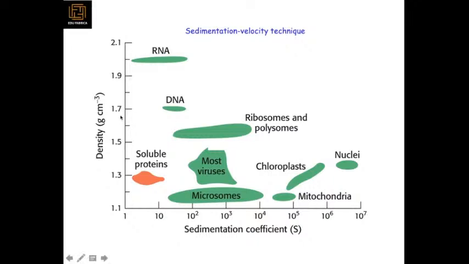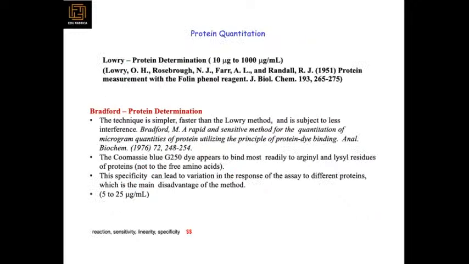These are some density sedimentation velocity techniques. They are according to the sedimentation coefficient versus the density. The various molecules are separated together, like chloroplasts, mitochondria, nuclei, DNA, RNA, and soluble proteins, which are all separated like this.